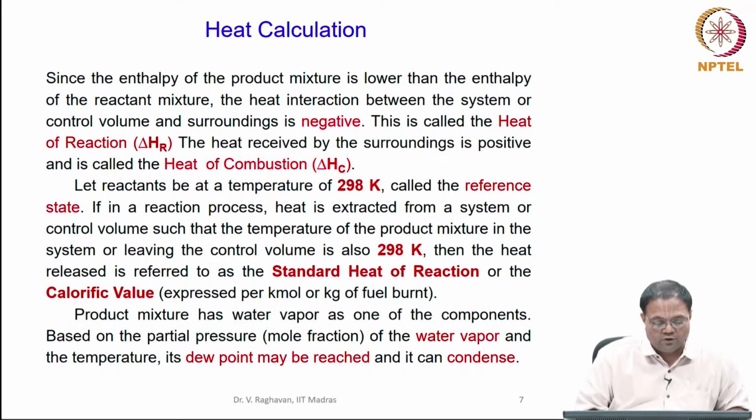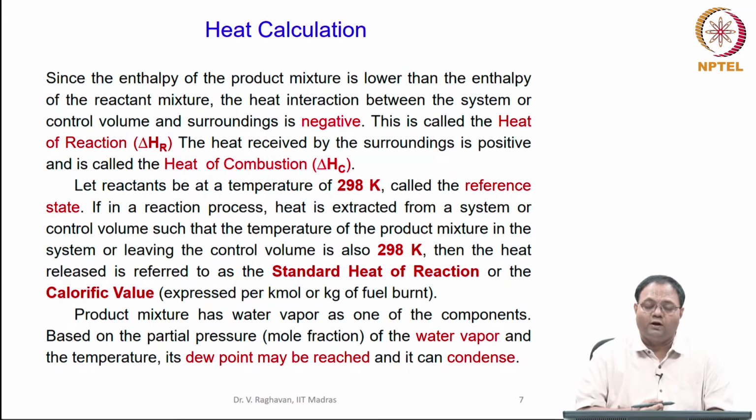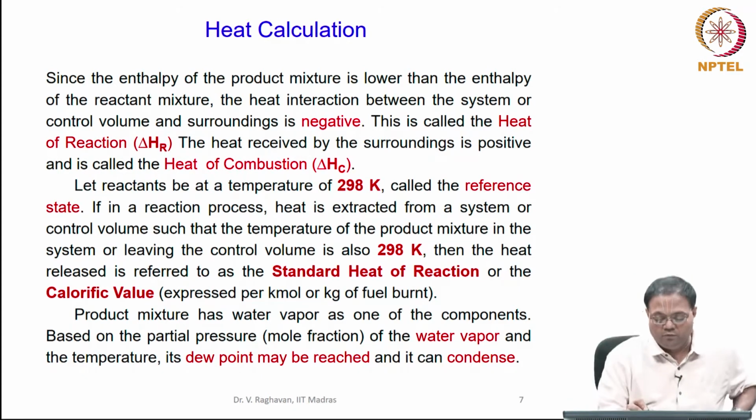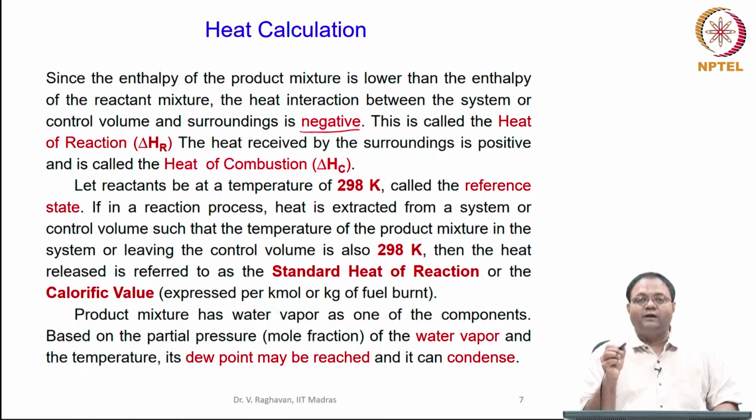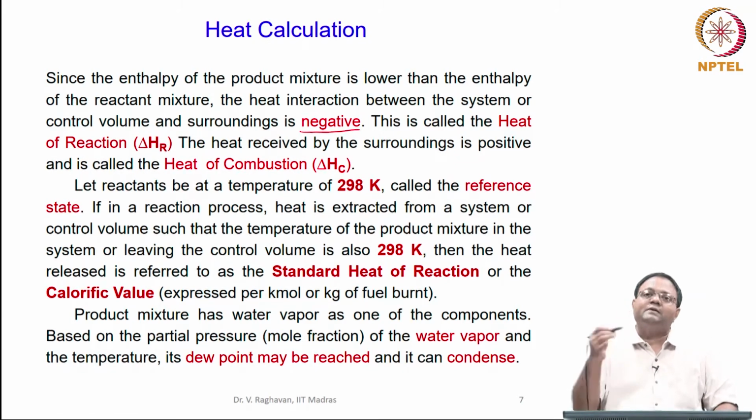Now heat calculation. Since the enthalpy of the product mixture is lower than that of the reactant mixture, the heat interaction between the system or the control volume and the surroundings is negative. So what does this mean? The heat interaction is negative means the heat is transferred out of the system or control volume, by the sign convention of heat. Heat transferred to a system or control volume is considered positive. On the other hand, if heat is rejected by the system or control volume, it is taken as negative.